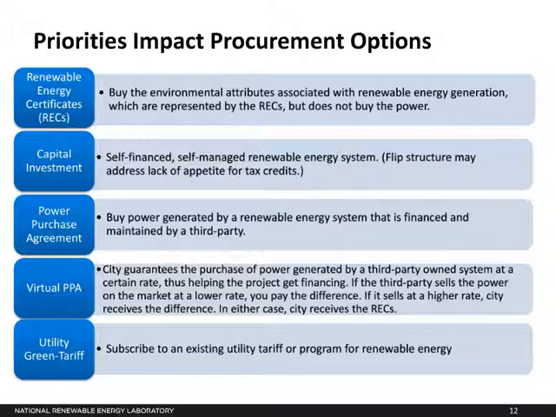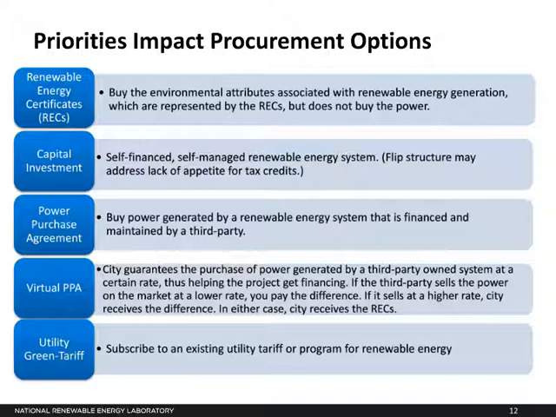The next 2 options are also likely to be familiar. A capital investment is simply self-financing the installation of a system. And this, of course, may not be the best option for public entities since they can't take advantage of the current tax credits. That problem is solved with the next option, which is a power purchase agreement, which allows you to buy the generation from a system that is financed and owned by a third party, which can take advantage of the tax credits.